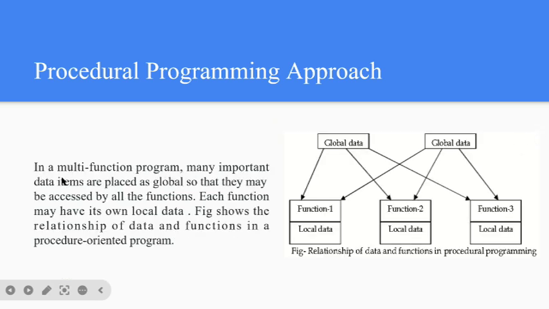In multifunction programs, many important data items are placed as global so that they may be accessed by all the functions. Each function may have its own local data. The figure shows the relationship of data and function in a procedure-oriented program. So basically, there is some global data. For example, there are global variables which are defined, and they are data which can be accessed by any of the functions. For example, you asked for input of the student details like name and class. If this is stored in a global variable, it can be accessed by any function. So in a multi-function program, these global variables will be accessed by different functions to use them in the program.